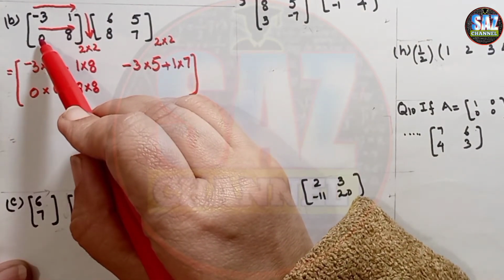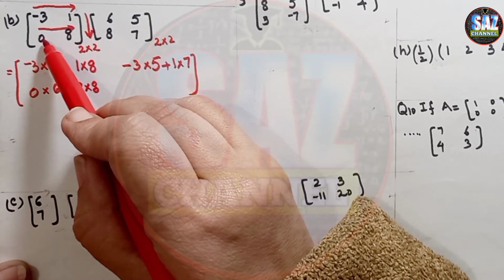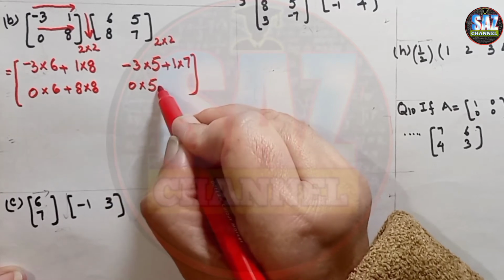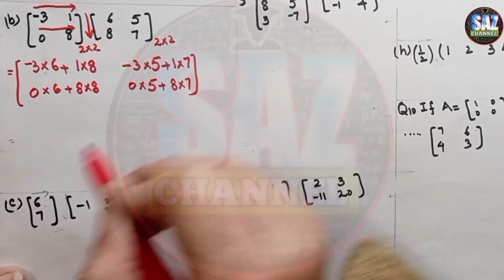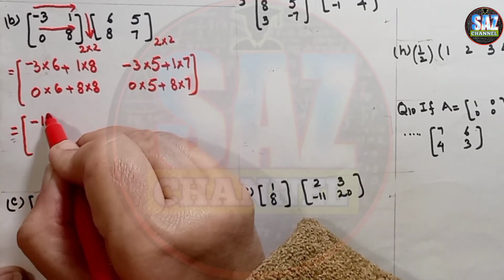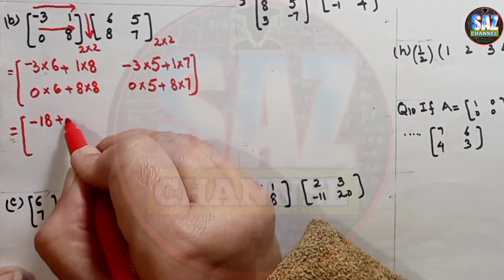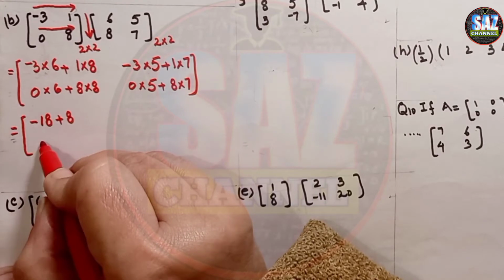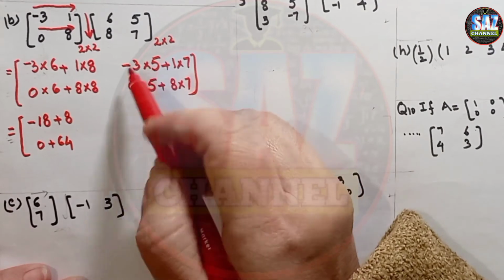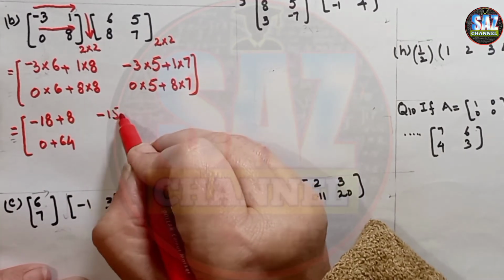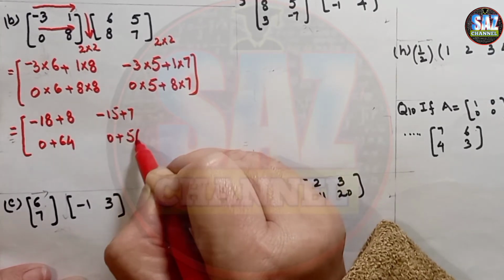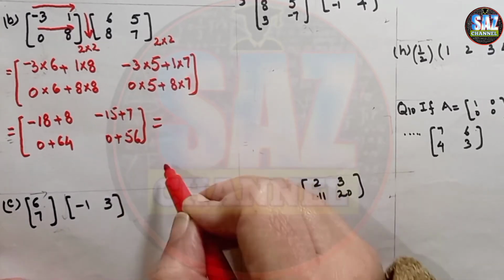Then come to the second row again and repeat it with the second column of the second matrix: 0 multiplied by 5 plus 8 multiplied by 7. Now quickly get the product and solve this. Minus 18, 6 3s are 18, plus 8. 1 times 8 is 8, 0, and plus 8 times 8 is 64. Okay, coming over here, 5 times 3 is 15, minus 15 plus 7, and this is 0, plus 8 sevens are 56. Okay, you should have good command on the tables as well.